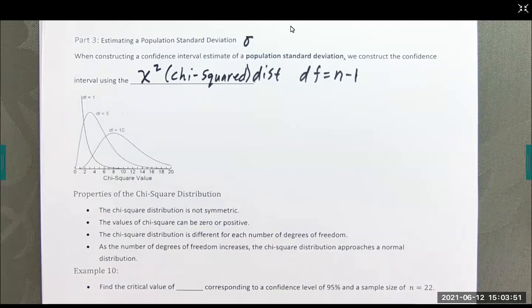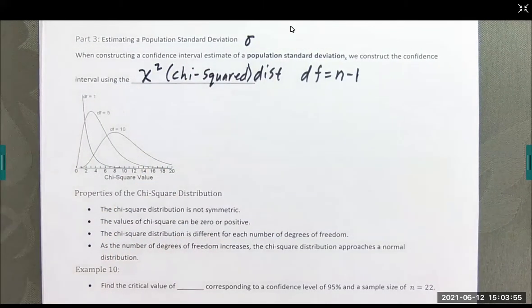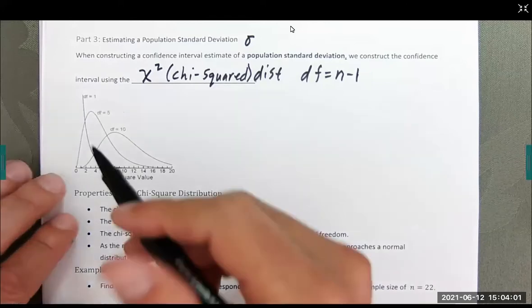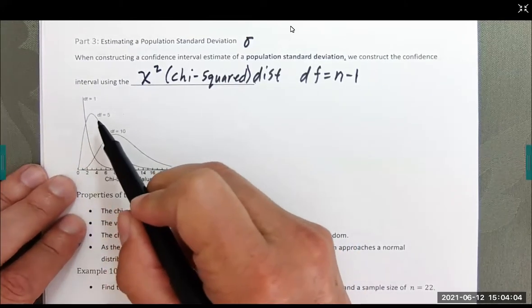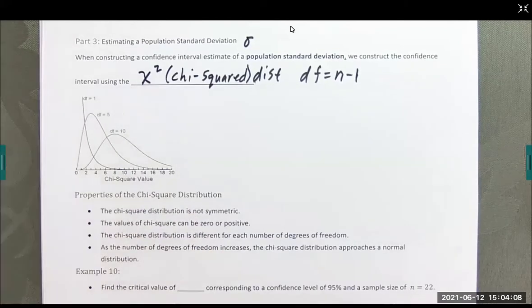And so our typical chi-squared, it starts at 0, which is different than the t or the z, which go off to negative and positive infinity. So it starts at 0, and it's often skewed right. So more often than not, it's got this big, long right tail, bunched up like that.